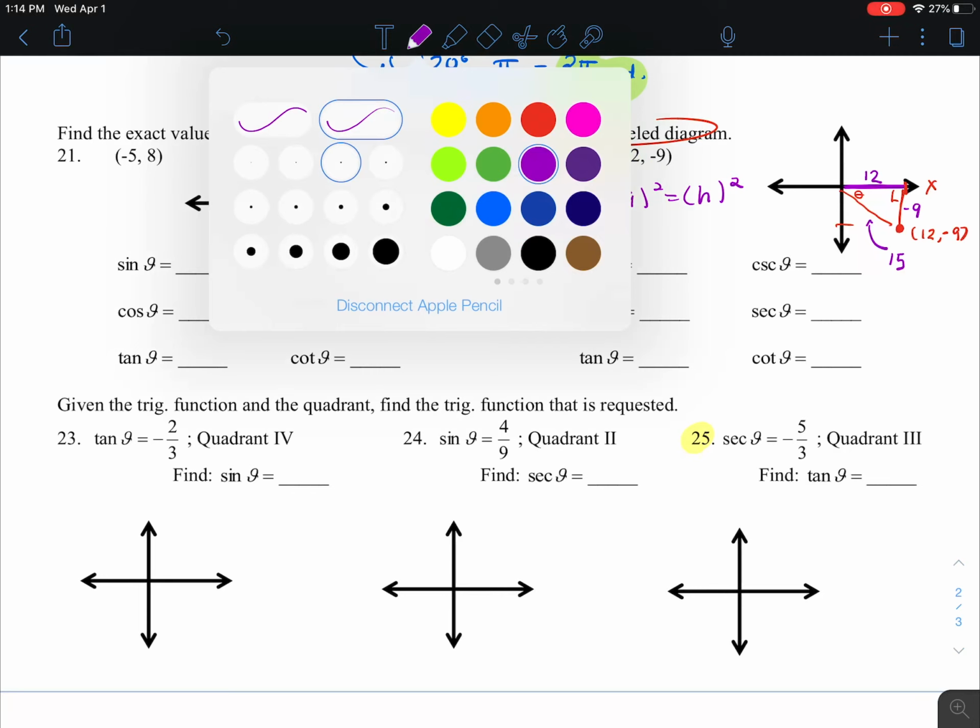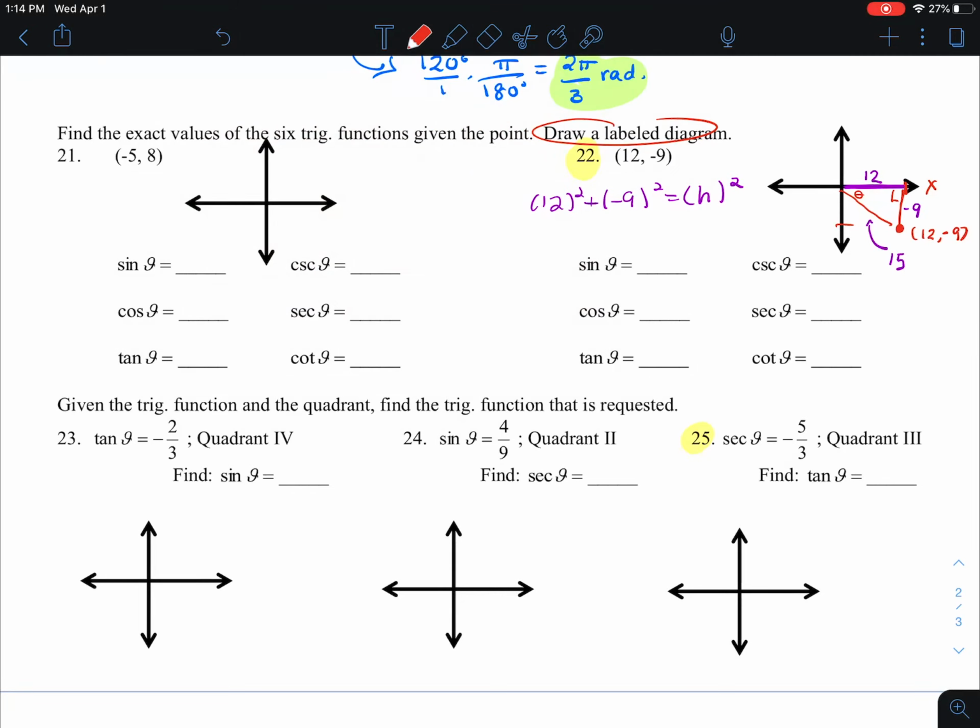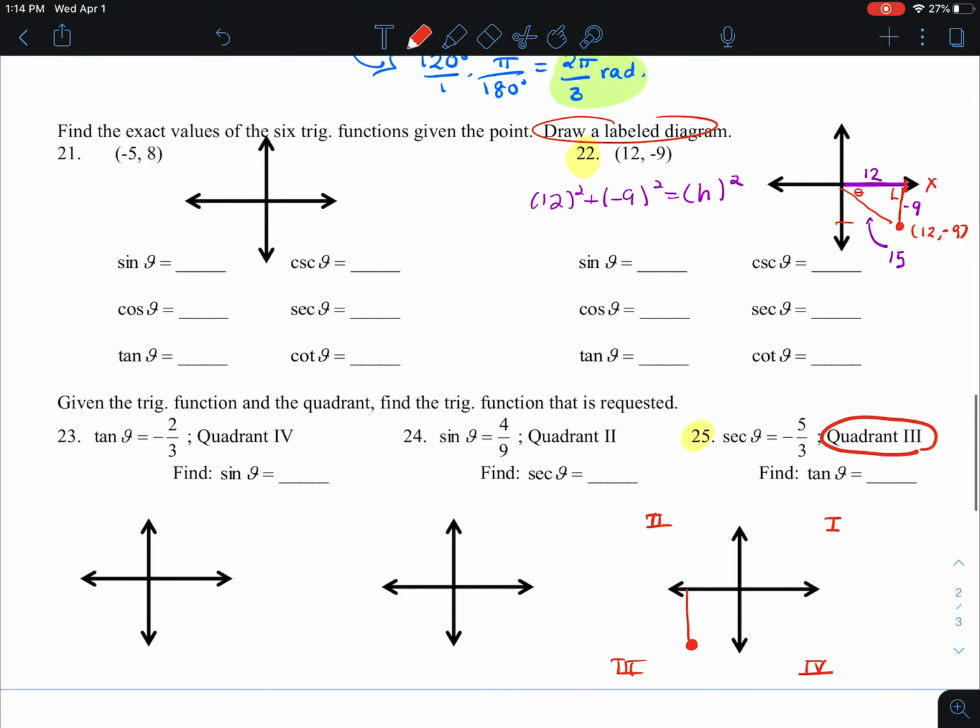Okay, and then let's look down at number 25. Now 25 is similar to 21 and 22, except instead of giving you a point, they're naming a quadrant. So you have to keep in mind what the 4 quadrants are. When it names quadrant 3, you're just going to throw a point there in quadrant 3 and make a triangle. Always connect it to the x-axis and to the origin.